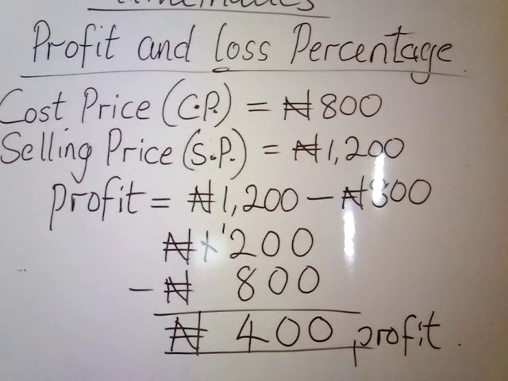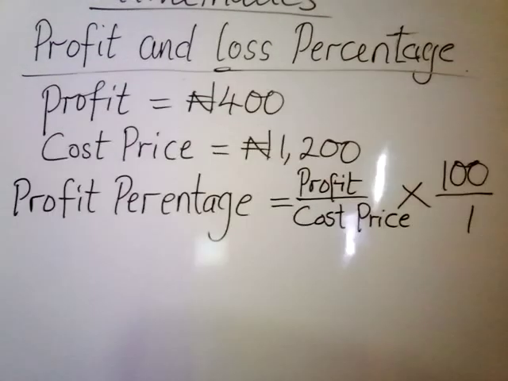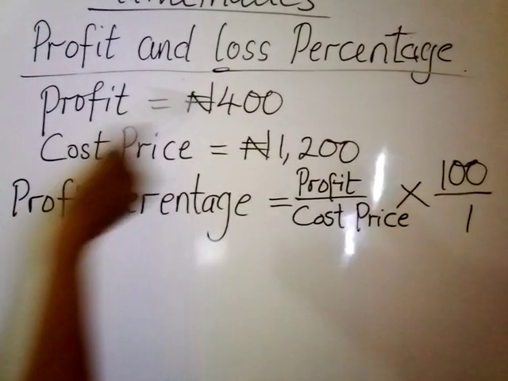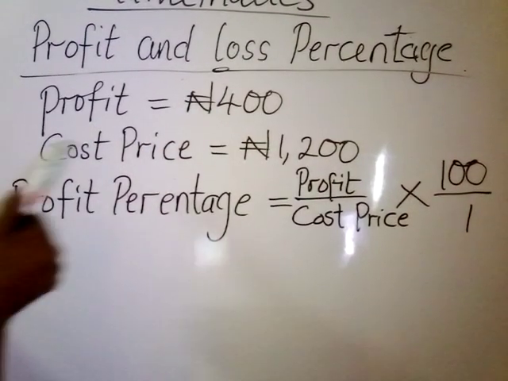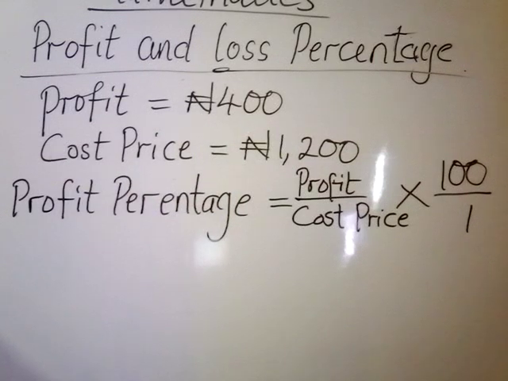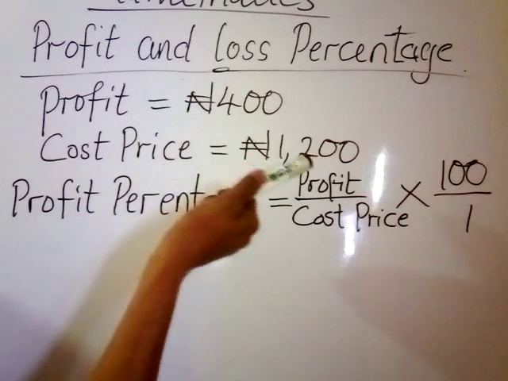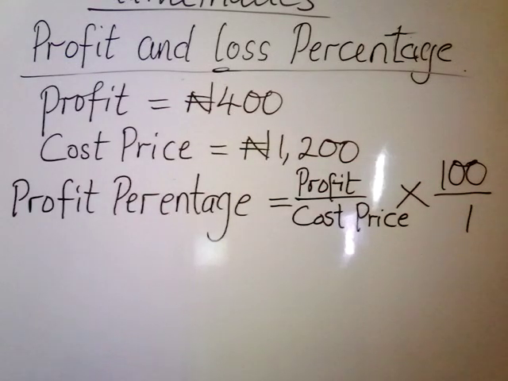Now remember, the second question says that we should look for the profit percentage. What is the percentage of this profit made? So our profit is 400 naira. Now we are calculating the percentage profit. Just to bring this out as a strong point, something you need to remember: whenever you're calculating the percentage, you always use the profit and the cost price, not the selling price. The profit and the cost price.